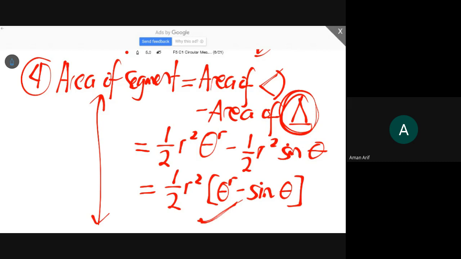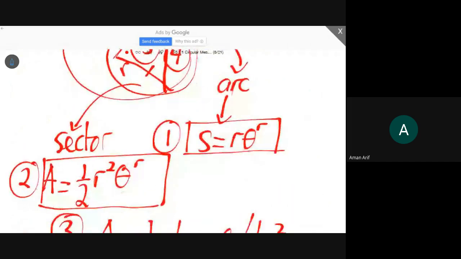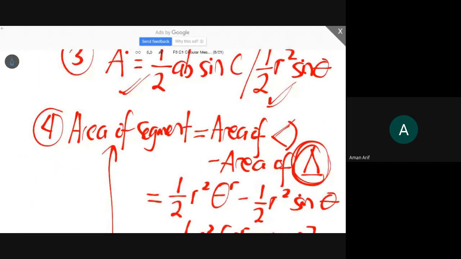Untuk kira area of segment, selalu kamu akan guna yang ni. Sangat biasa. Okay, understand. Good. So, I think that's all the formulas. Let me check. S equals, okay. One more guys.